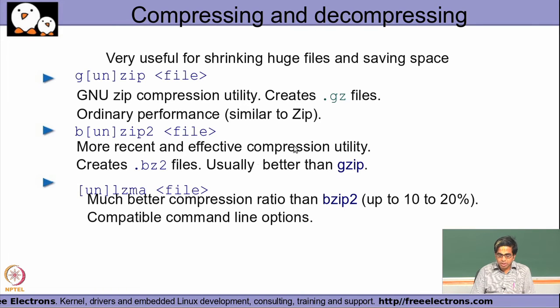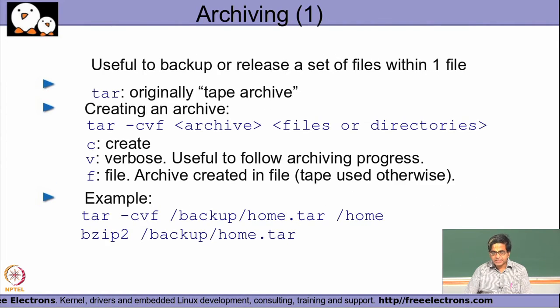In addition to these two algorithms, I also have another algorithm called LZMA, which may not be there by default in most distributions, but it is a compression tool that can optionally be downloaded and installed if we require it, because it gives a little bit better compression ratio as compared to even bzip2, right. For example, you will get approximately 10 to 20% more compression with this LZMA algorithm even compared to bzip2.